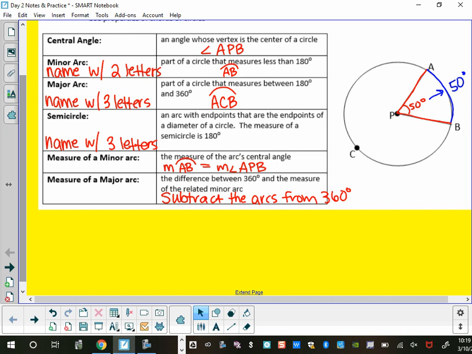For a semicircle, when you name it, do we put the arc symbol above? Yes, you still have the arc. So your semicircle here is the arc ABC. Write that down. I forgot to add that.